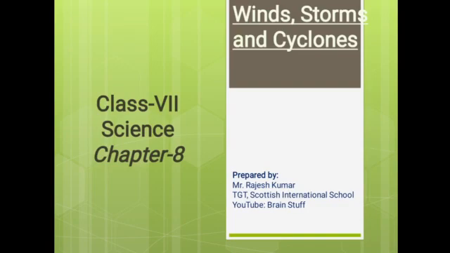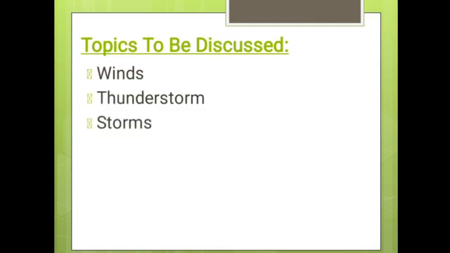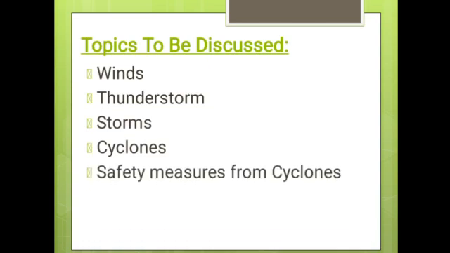Today we are going to discuss chapter 8 from your NCERT class 7 science. The name of the chapter is Winds, Storms and Cyclones. In this video, we are going to discuss winds, thunderstorms, storms, cyclones, safety measures from cyclones, and tornadoes.